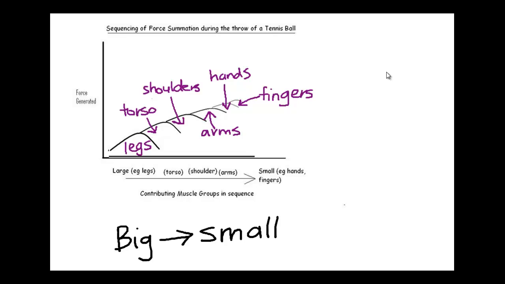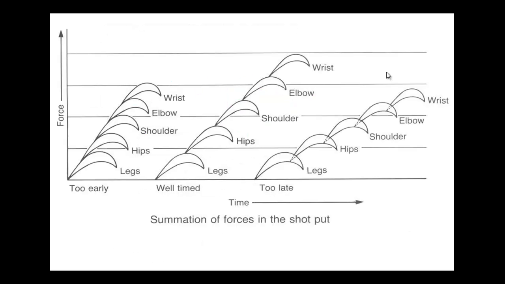Okay, so the last thing to think about is timing. We'll have a look at this middle example here first because this is the ideal situation. This is the well-timed example. As you can see here, the legs are the first muscle group to be utilized. So at the beginning point here, this is when the force is being generated, and it comes up here. And at this point here, the top of the parabola, the top of the curve, before it starts to go down, that is when the greatest force is generated.